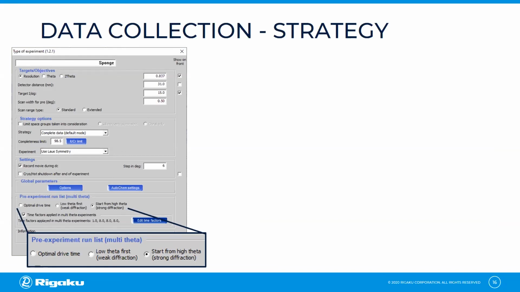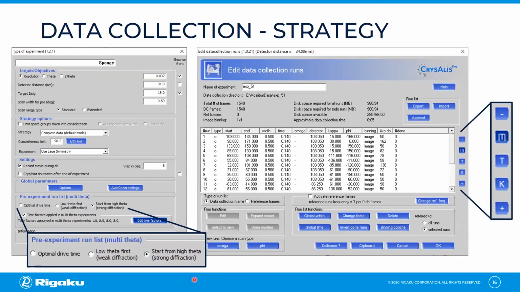In CrysAlisPro, you can save a crystal sponge pre-experiment, in which you can decide on the exposure time factors and the sorting of the runs to begin with the high angle theta first. When you are going to the strategy calculation, on the right-hand side, you also have the option to sort your runs according to the absolute theta value and collect the high angle data first.